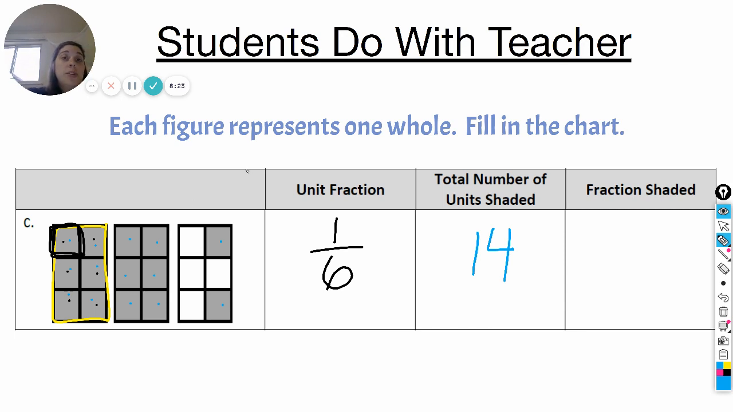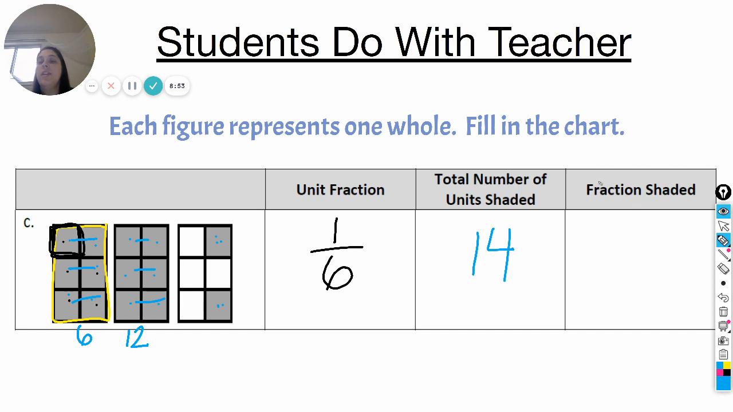So we could have used our multiplication skills and skip counted by 6s, 6, 12, and then could have just gone 13, 14. Or you may have done it even simpler and counted by 2s, 2, 4, 6, 8, 10, 12, 13, 14. Okay, just thinking about how you can use what we learned this year to count faster.